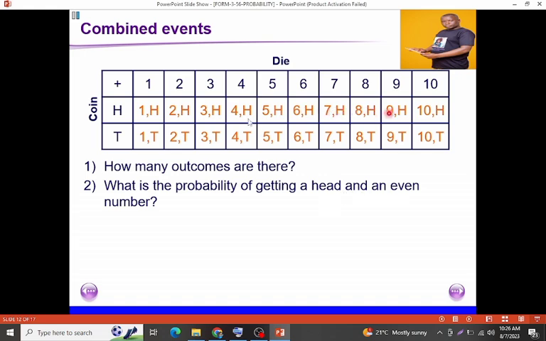So all you have to do is look for even numbers. Even numbers are those that are divisible by 2. So a head combined with an even number, you have this one, the first one, then this one here, then this one, then this one, then this one. 2 head, 4 head, 6 head, 8 head, 10 head. Those are even numbers. Alright, so how many do we have? You have 1, 2, 3, 4, 5. That means it will be 5 out of 20 of them.